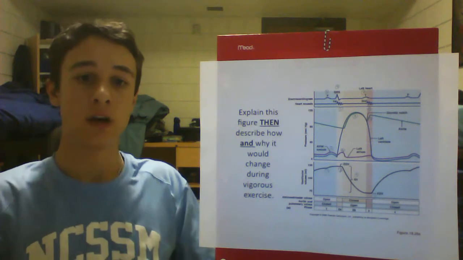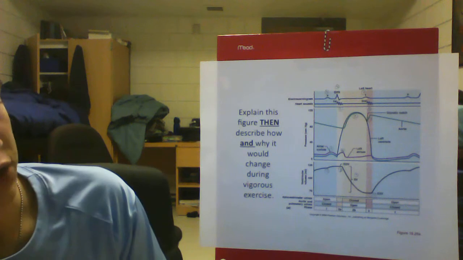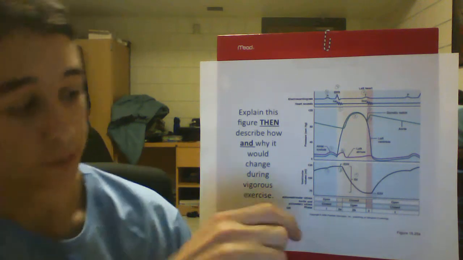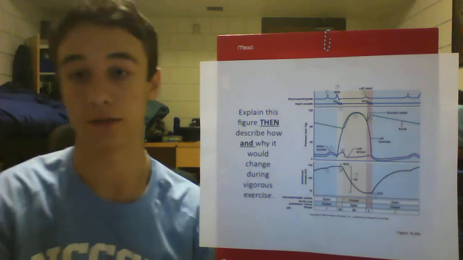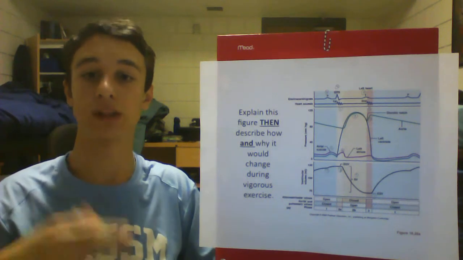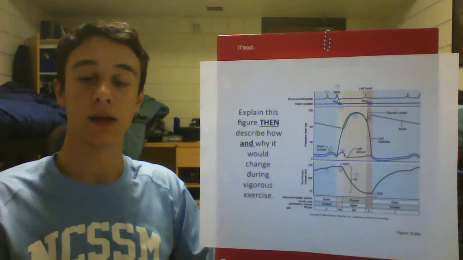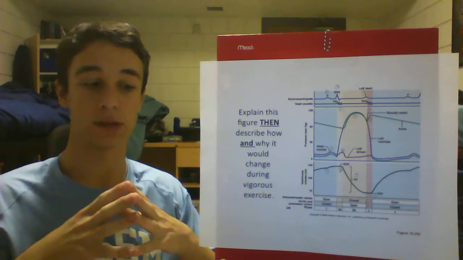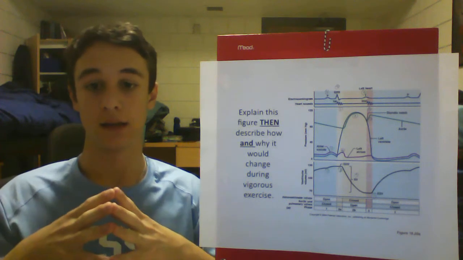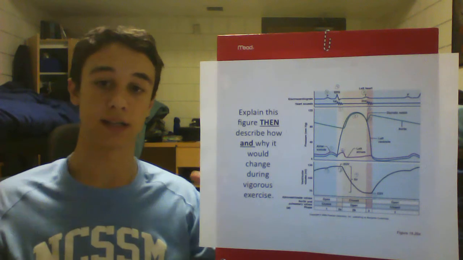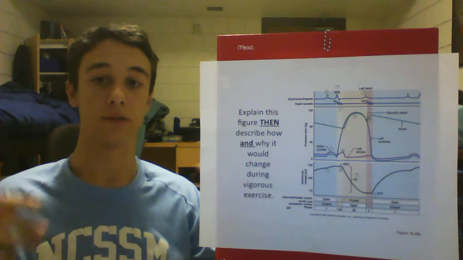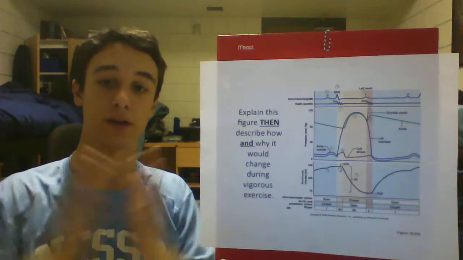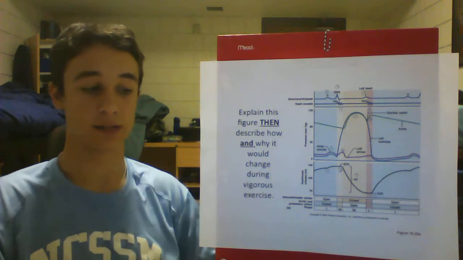And so now what I want to talk about is how this graph would change during vigorous exercise. So the first part is that the volume here, this is all going to increase. And the reason this is going to increase is because adrenaline is released during exercise. And this adrenaline increases the contractility of the heart as well as the elasticity. And so because of this increase in contractility and elasticity of the heart through adrenaline, this is going to cause the volume to increase as well to allow for a greater cardiac output during exercise.